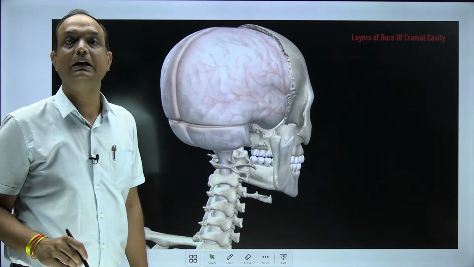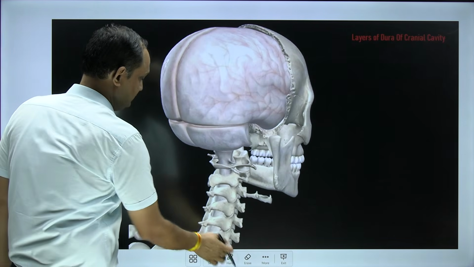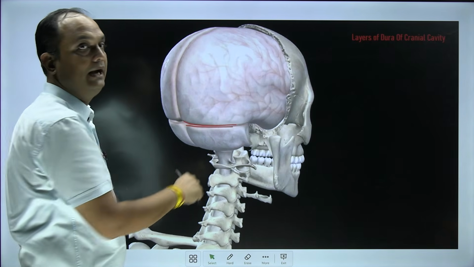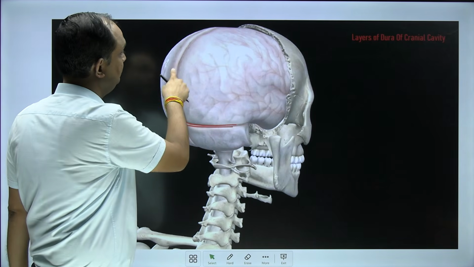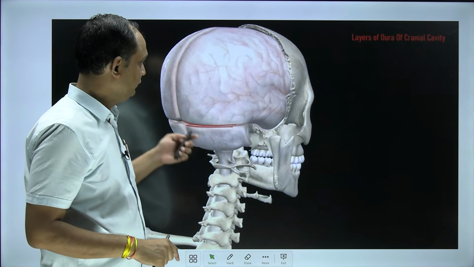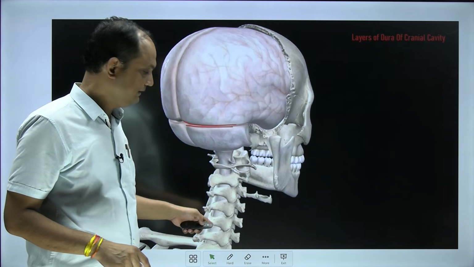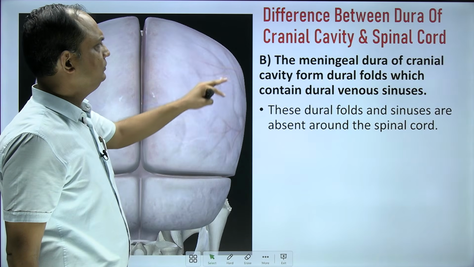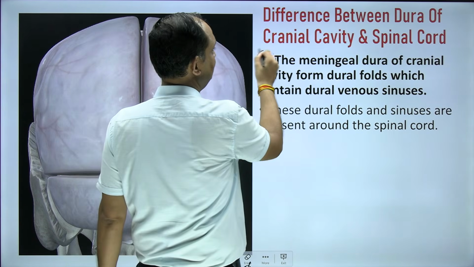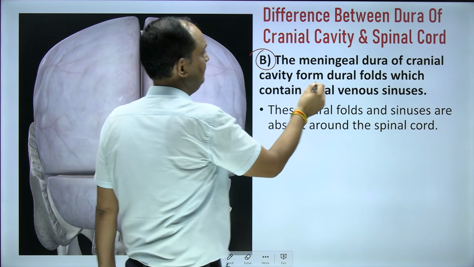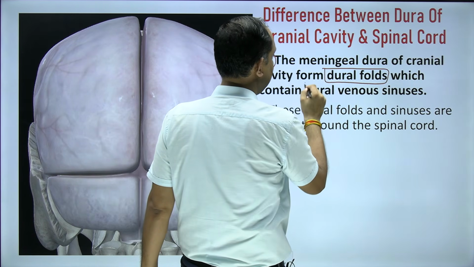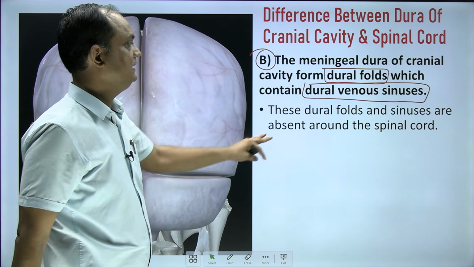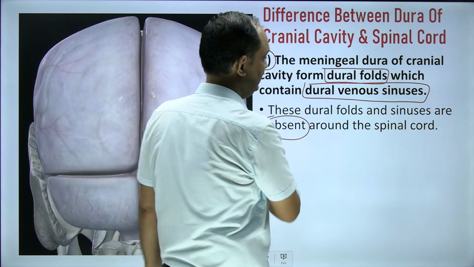And this dura mater, that means the meningeal layer, is showing some special features, like the folds which are going inside, and in these areas you will have the dural venous sinuses. These folds and dural venous sinuses are absent in the spinal cord. Clear? So the second difference is that the meningeal dura of the cranial cavity shows the dural folds, and these dural folds contain the dural venous sinuses. This feature is absent around the spinal cord.